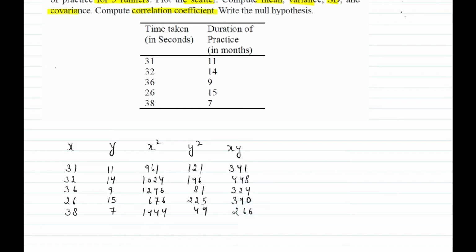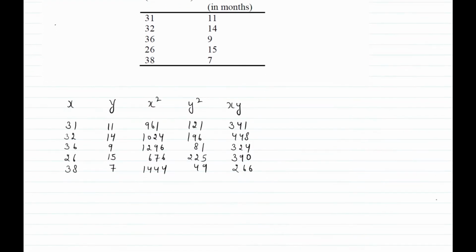Now in the end, we have to do the summation of all 5 columns. Summation of X is 31 plus 32 plus 36 plus 26 plus 38, which comes out to be 163. Summation of Y is 11 plus 14 plus 9 plus 15 plus 7, that is 56.